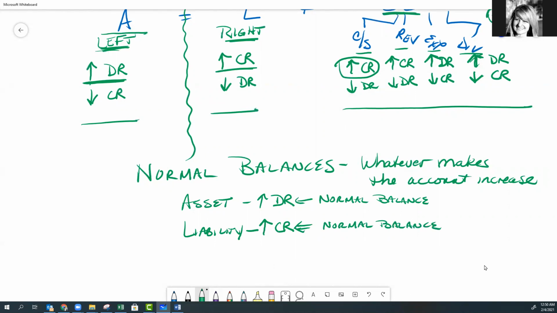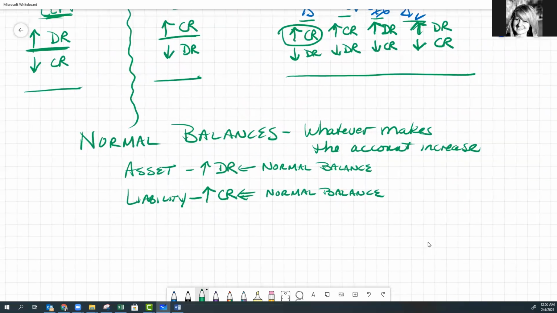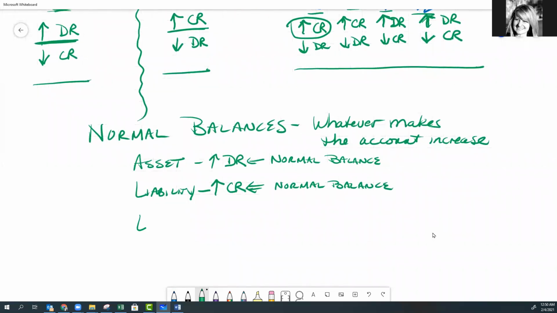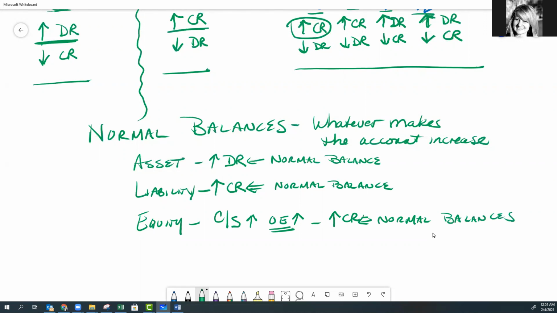Okay, so now, once again, we're talking about our equity accounts. And we have common stock. When common stock increases, owner's equity increases. How do we increase owner's equity? With a credit. So that is its normal balance. Common stock has a normal balance of a credit. Again, it's whatever increases the account balance.